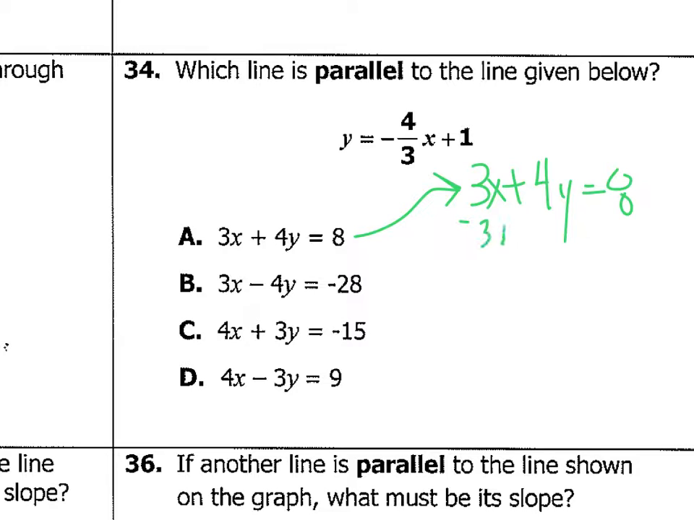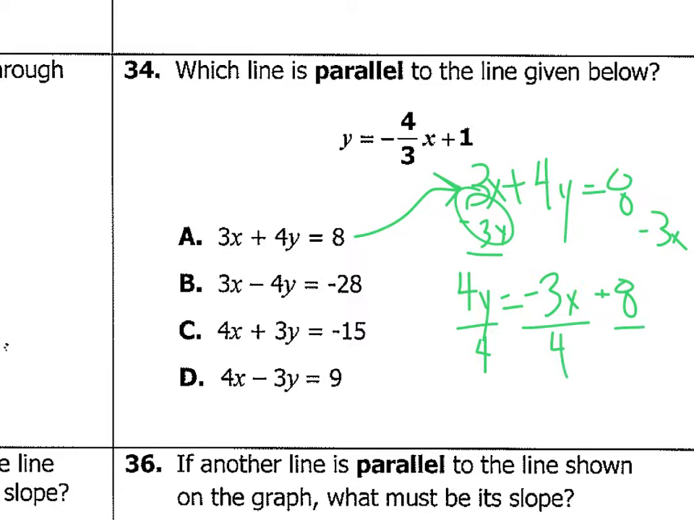So I subtract 3x. That leaves me with 4y equals -3x plus 8. Divide now by 4. So my line for A is y = -3/4 x plus 2. Now, this line has a different slope from this one, so they're not parallel. It cannot be A. But I'm showing you exactly what you need to do with B, C, and D to figure out: you're looking at the number in front of the x, the m. Who's got the same m as that one?